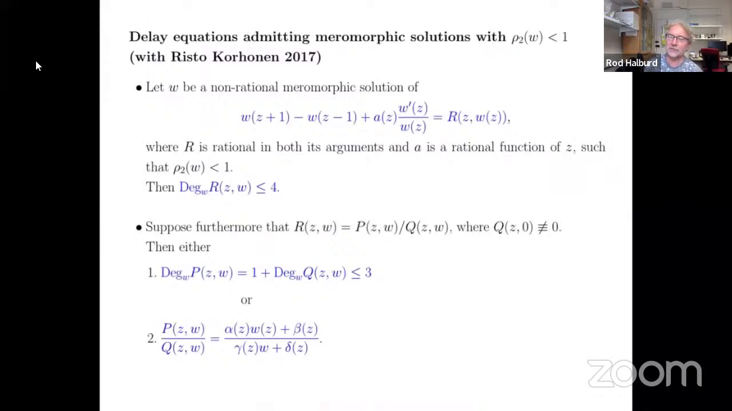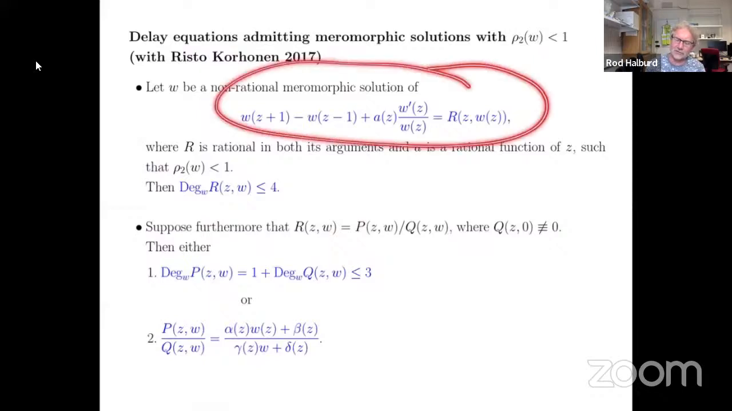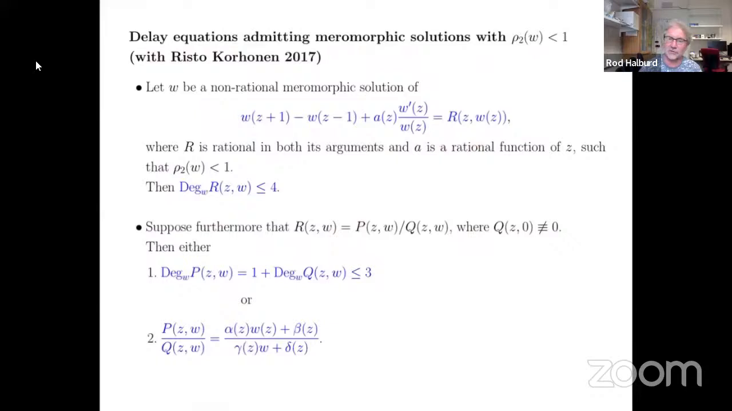So let's come back to differential delay equations, because obviously this idea just translates directly into differential delay equations. You can ask yourself the same question. So when do you have finite order, or in this, as we now know, hyperorder less than 1 is enough for all those theorems to go through. So if we take hyperorder strictly less than 1, with Risto Korhonen in 2017, we looked at equations of this type. Why this type? Well, because we knew that when this thing is a constant, that contains one of these Painlevé 1 equations. So we just wanted to see if we could pull that out, if we could find anything else.